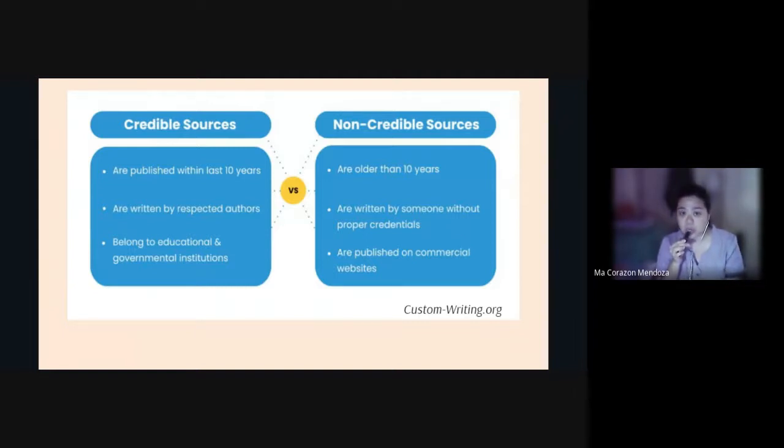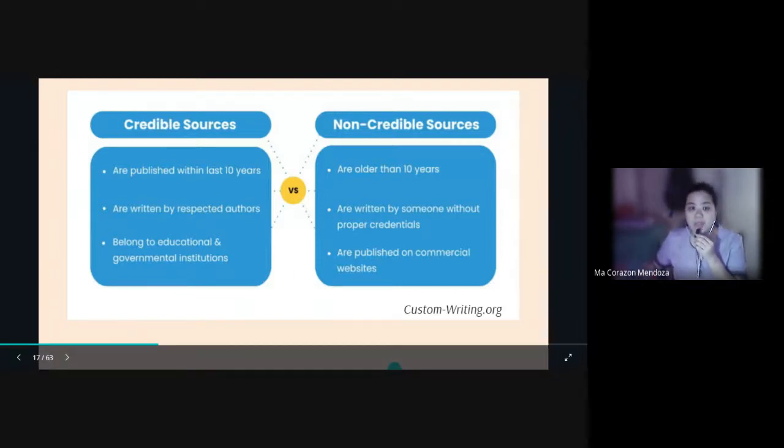Next, credible sources are written by respected authors versus non credible sources, which are written by someone without proper credentials. Credible sources belong to educational and governmental institutions, while non-credible sources are published on commercial websites.